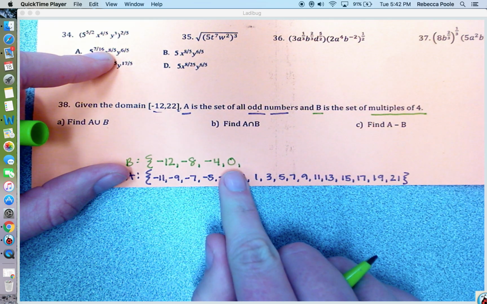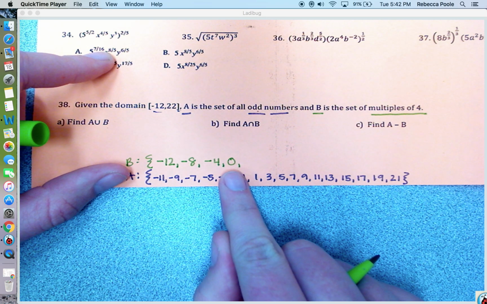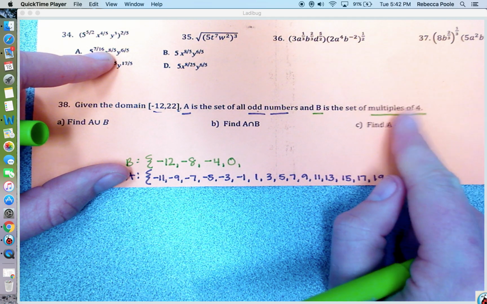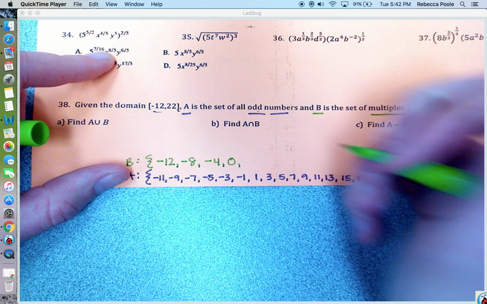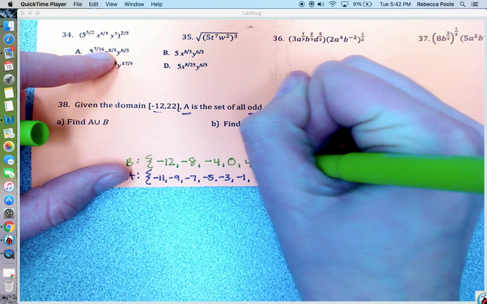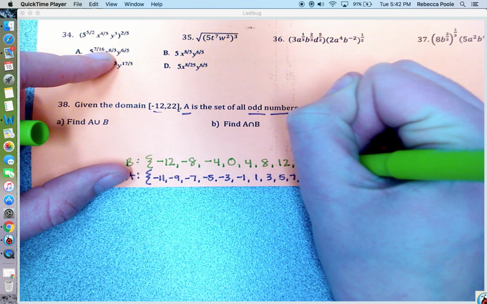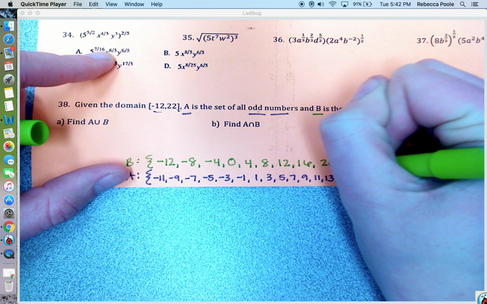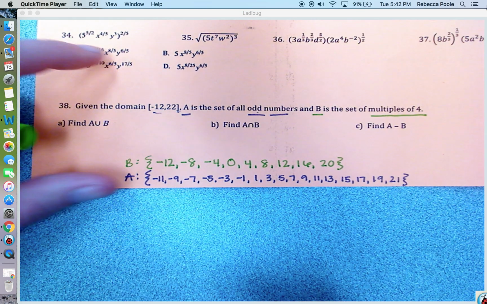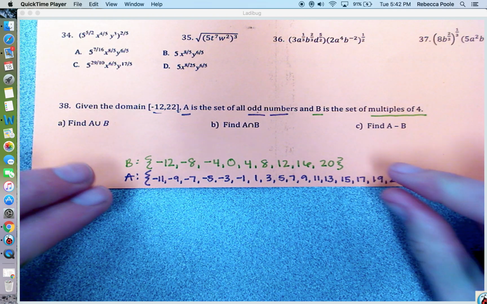0, this is where you guys will mess up on the test tomorrow. 0 is a multiple of 4 because 4 times 0 gives you 0. Then we've got 4, 8, 12, 16, 20, and I'm going to stop because my domain only goes to 22. So these are my two sets.